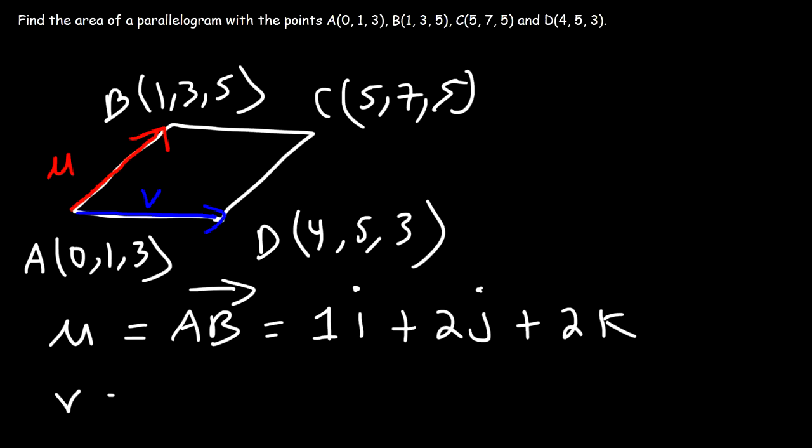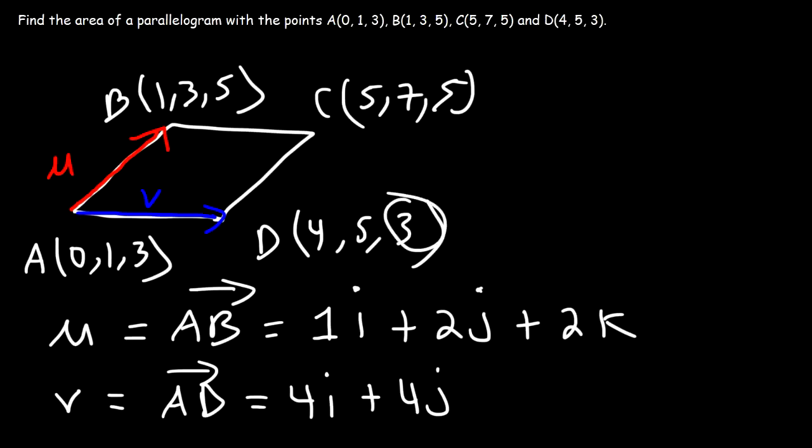Now let's do the same for vector v, which is the same as vector AD. So going from 0 to 4, that's an increase of 4. And then 5 minus 1 is also 4. So this is going to give us 4j. And 3 minus 3 is 0. So we're going to have 0k, or you could just put nothing there.